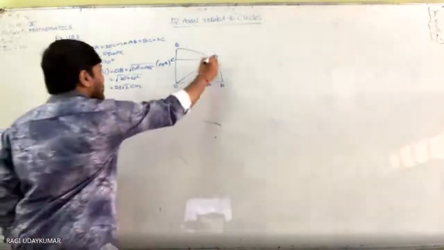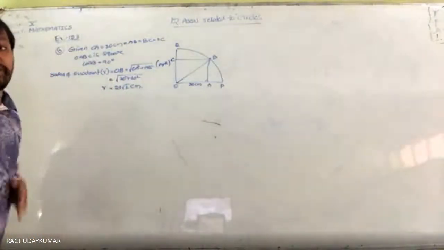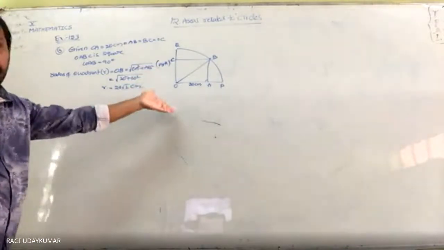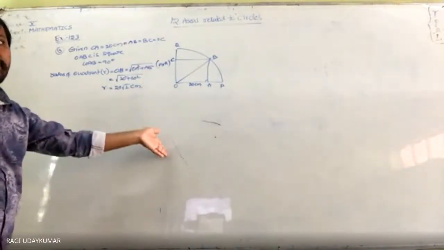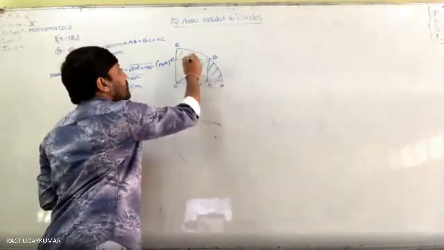This is the radius. After getting the radius, you can find the area of the quadrant, 1 by 4 pi r squared, minus the area of the square. This shaded region is what you need to find.